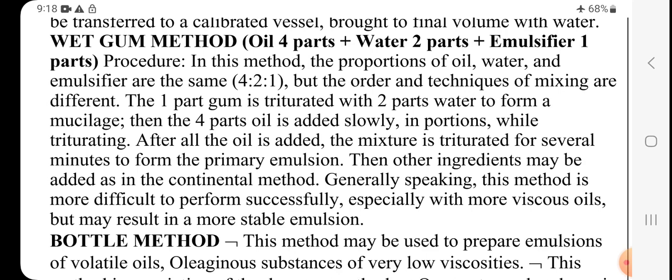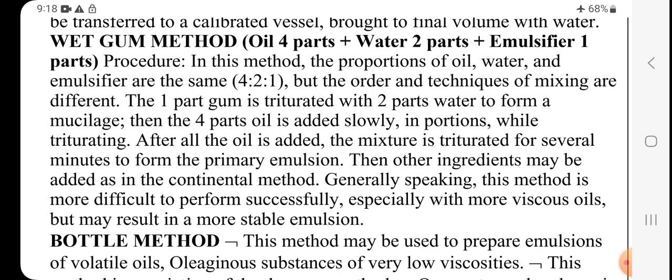So here 1 part of the gum is triturated with 2 parts of the water, whereas in the dry gum method the gum is triturated with the oil. Here the gum is triturated with the water because it's the wet gum method, and the mucilage is formed. Then 4 parts of the oil is added slowly in portions while triturating. After all the oil is added, the mixture is triturated for several minutes, and we get the primary emulsion.